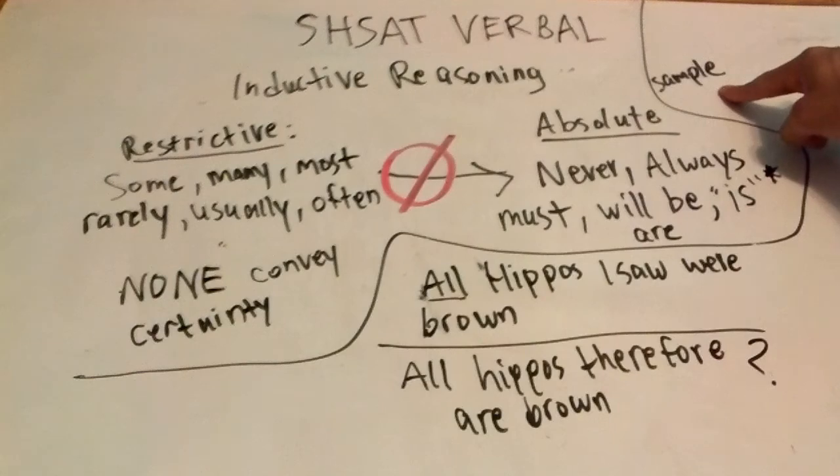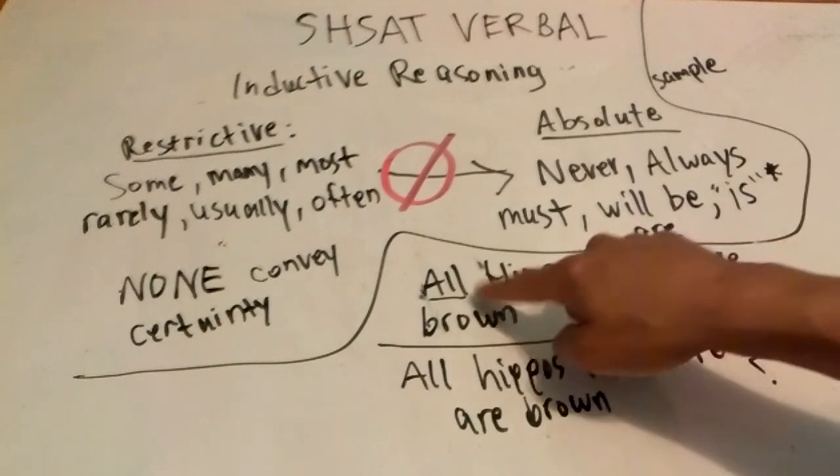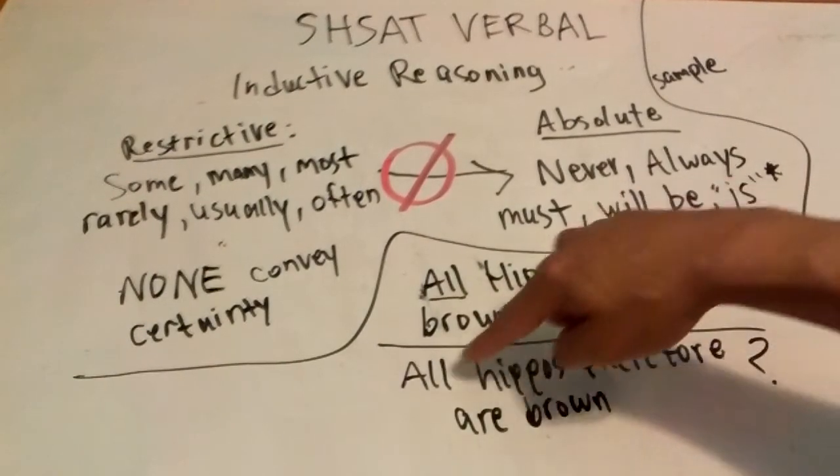Samples. If you have a small sample, you might have the illusion of certainty. You could say, but I saw 200 hippos, and all 200 of the hippos that I saw were brown, and therefore hippos must be brown. But that's not the way it works, alright? So be careful again. All hippos I saw were brown, therefore.